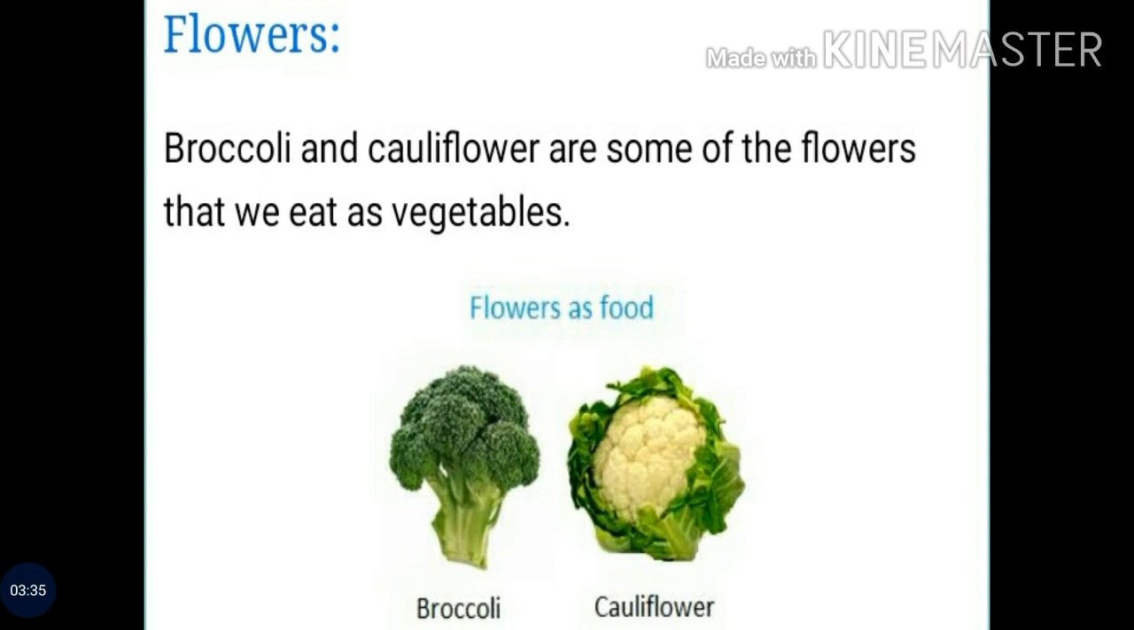Flowers. Broccoli and cauliflower are some of the flowers that we eat as vegetables. Flower is a beautiful part of the plant which makes the plant look beautiful. But some of the flowers are there which we eat as vegetables. Those are broccoli and cauliflower.